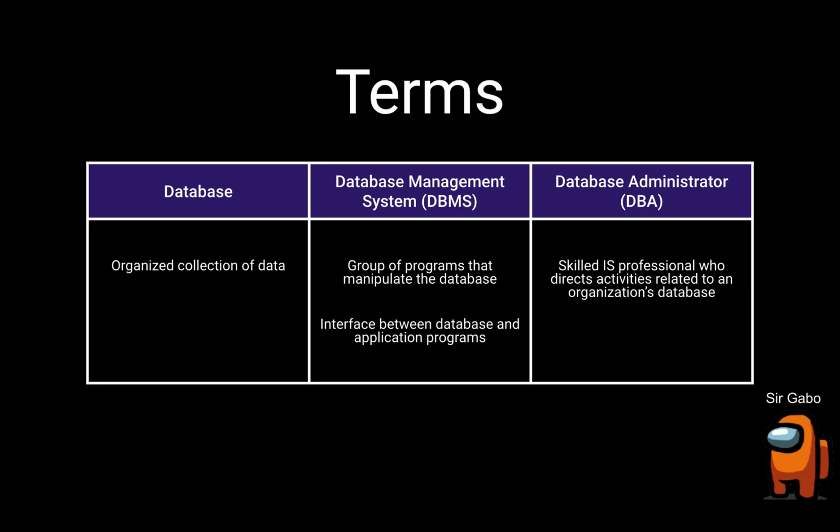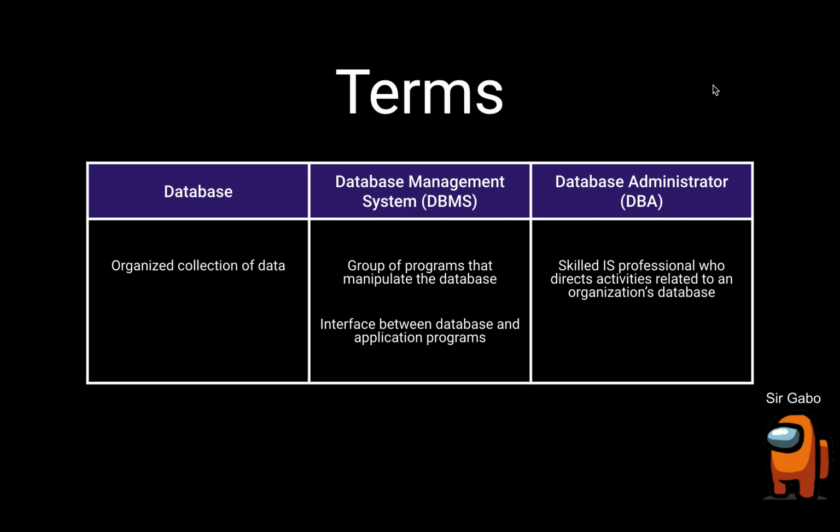A database management system or DBMS is a group of programs that manipulate the database. DBMS is the interface between databases and applications. Examples of DBMS include MongoDB, PHPMyAdmin, PostgreSQL, among others. Again, you use your DBMS to interact with your database. And last is Database Administrator or DBA. This is a person and is an IS professional who is skilled in the structure of the database. So the DBA directs activities related to the database.